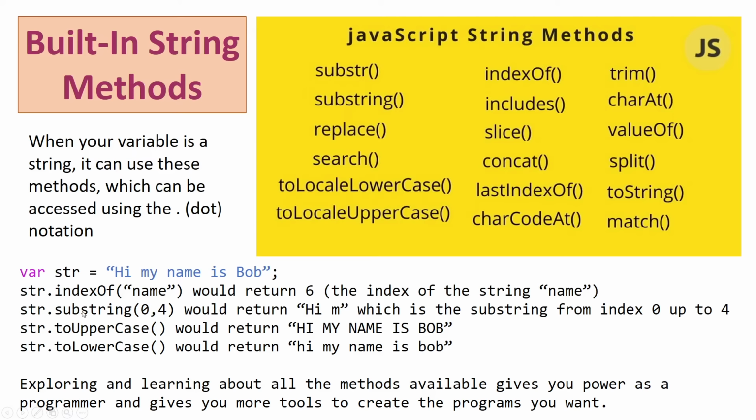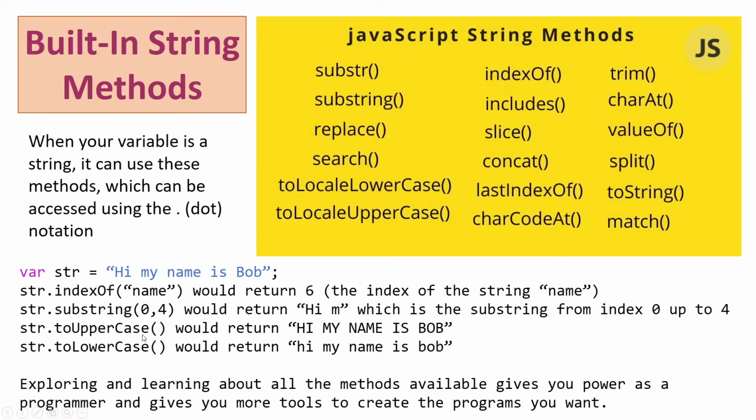Substring's job is to take a part of a string with a starting index and an ending index. And so that would return "hi m". Okay, but it doesn't include this last one. It's up to here, not including. So it's not inclusive of this last one. So it would give me 0, 1, 2, 3, right? So using this, we can get part of a string. I could change these numbers and it would give me different results.